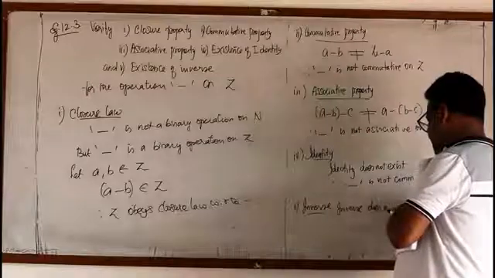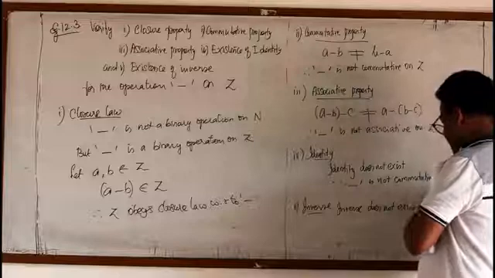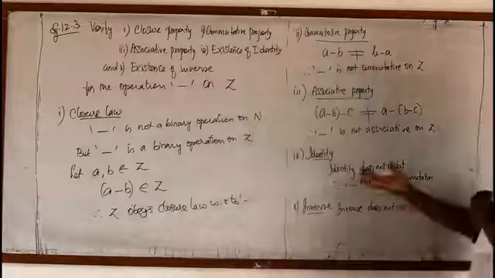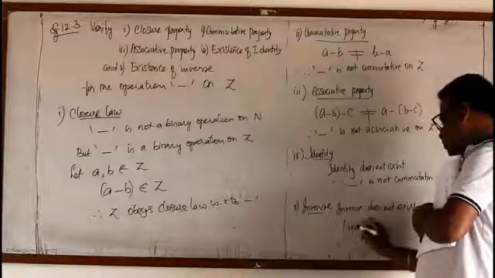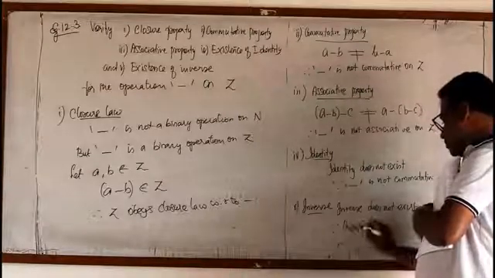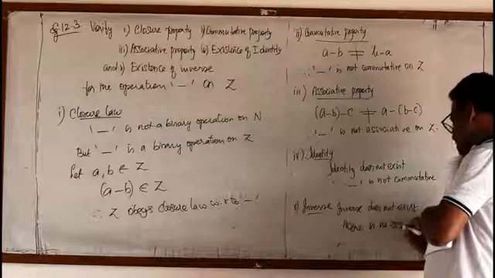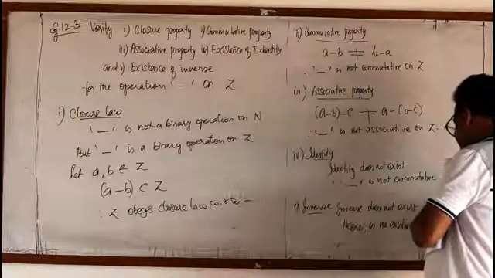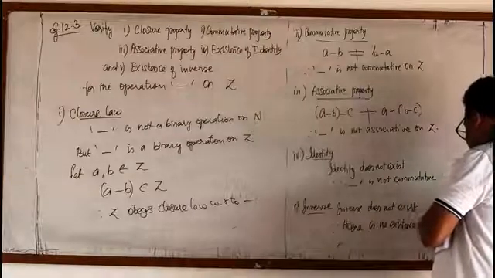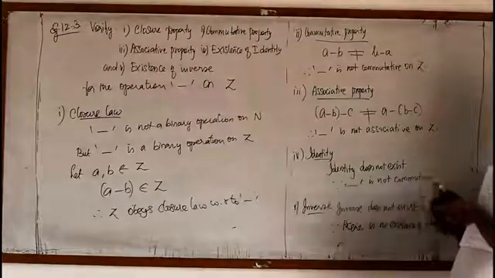Inverse does not exist because we know there is no identity element. There is no existence of identity. Only if identity exists, inverse will exist.